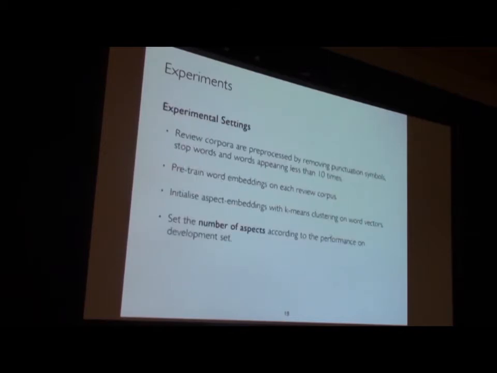For experiment settings, we pre-process each corpus by removing punctuation symbols, stop words, and words appearing fewer than 10 times. We pre-train word embeddings on each corpus. We also initialize the aspect embeddings with the centroids of clusters from clustering on the pre-trained word vectors. In terms of the number of aspects, this is a hyperparameter of our model. We set it empirically according to the performance on the development set.